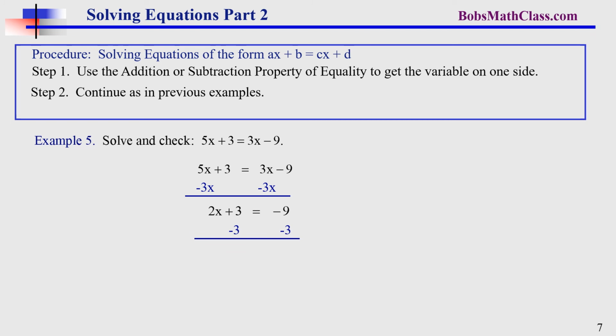On the left side, the 3's cancel. On the right-hand side, negative 9 and negative 3. If the signs are the same, you add the numbers and then keep the sign. So negative 9 and negative 3 gives us negative 12. So now we have 2x equals negative 12. Now we're going to get rid of the 2 by dividing by 2 on both sides. On the left side, we have just x, and on the right side, 2 goes into 12 6 times. It's a negative divided by a positive, which is negative.